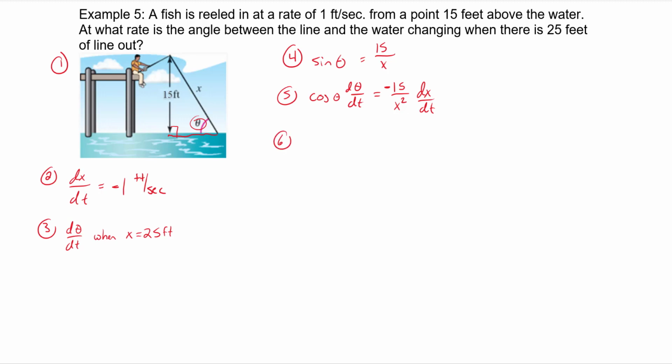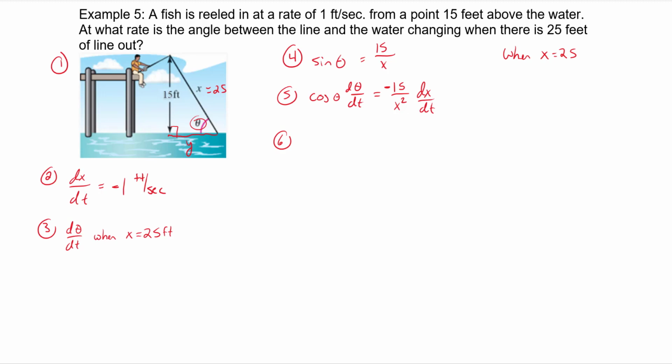So step 6, we need to start substituting stuff in. You might be thinking, well, we don't know what cosine theta is, right? We don't know what theta is, so we certainly don't know what cosine theta is, or do we? Well, think about our relationships. Keep in mind, at this point in time, whenever x equals 25, we now know 2 of our 3 sides of our right triangle. If I call this the waterline y, cosine theta is what? It's going to be y over 25. So how can we figure out what y is?